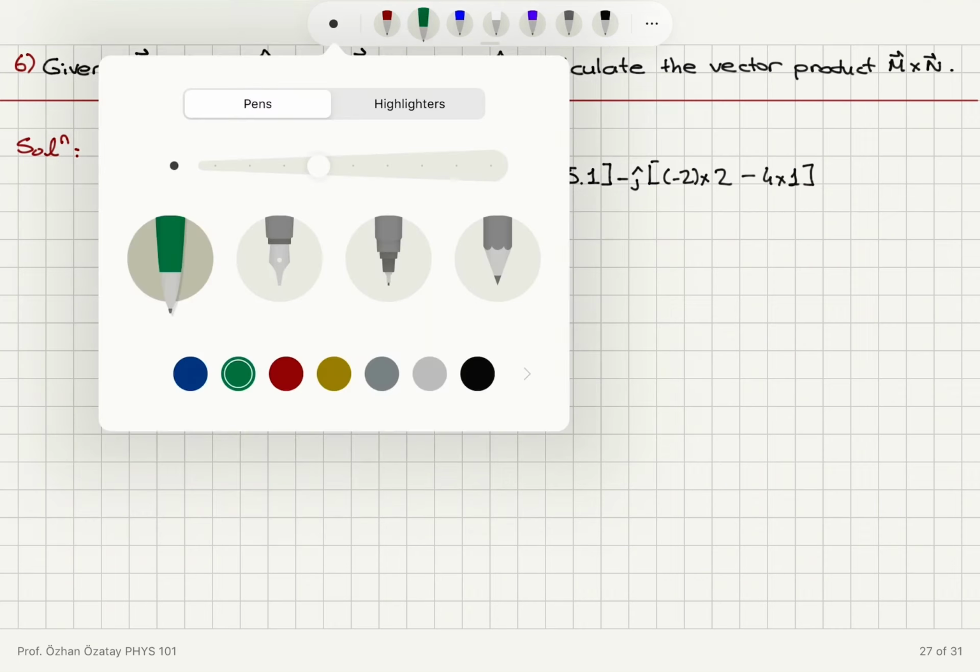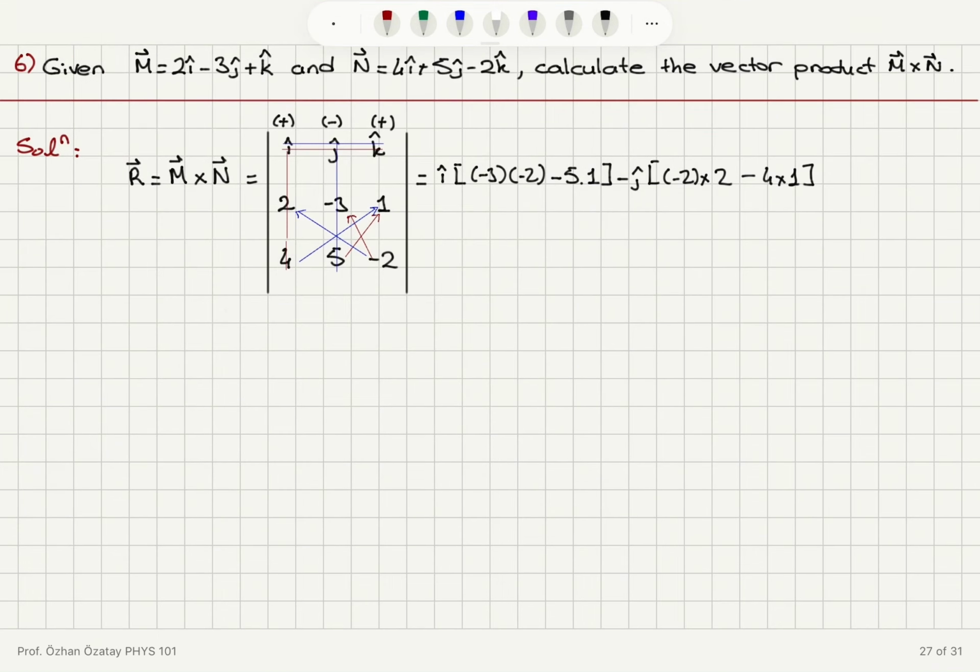And for the k hat component, we cross out the first row and the third column. Then we will have 2 and 5, 4 and minus 3. This will give us plus k hat times 2 times 5 minus 3 times 4.